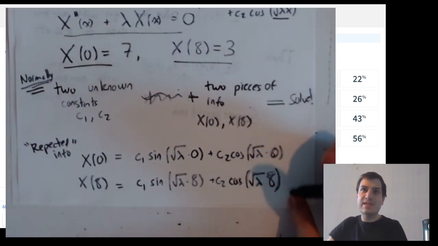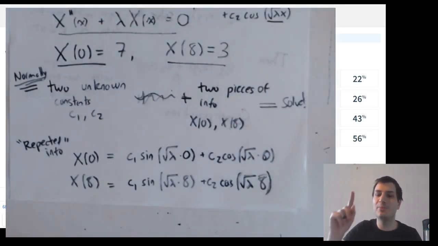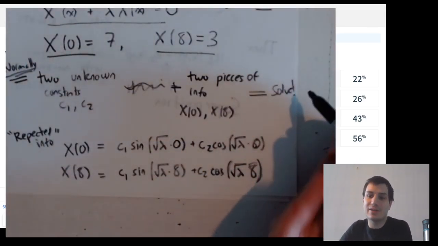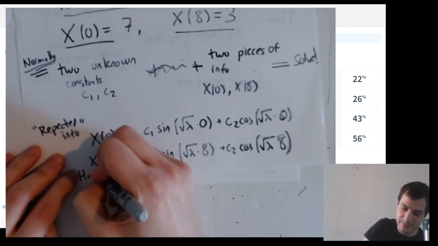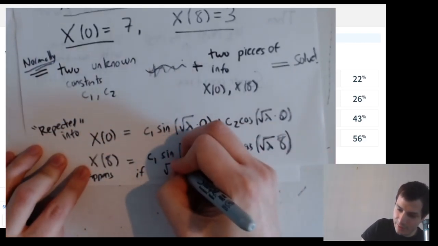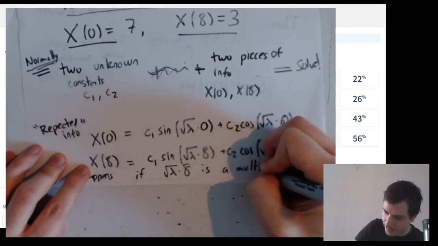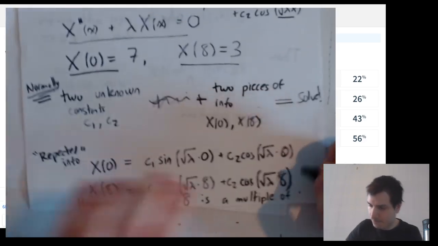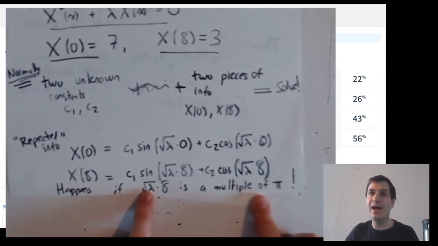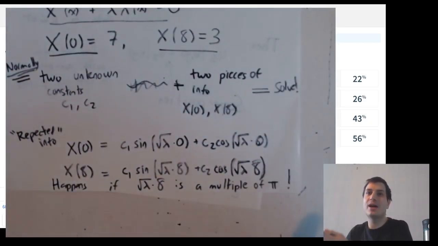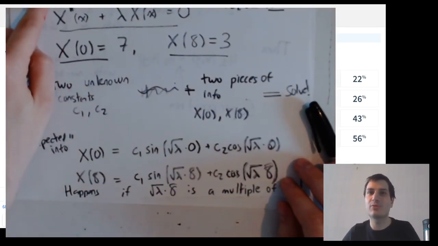If these two things happen to be the same, then you don't have two different pieces of information. You just have one piece of information, and in that case you cannot solve it uniquely, and there is more than one solution. This happens if square root of lambda times 8 is a multiple of pi. When the thing you're plugging in is a multiple of pi, then you have this degenerate case and you have non-zero solutions. That is really what the eigenvalue eigenfunction thing in chapter 10.3 is doing.